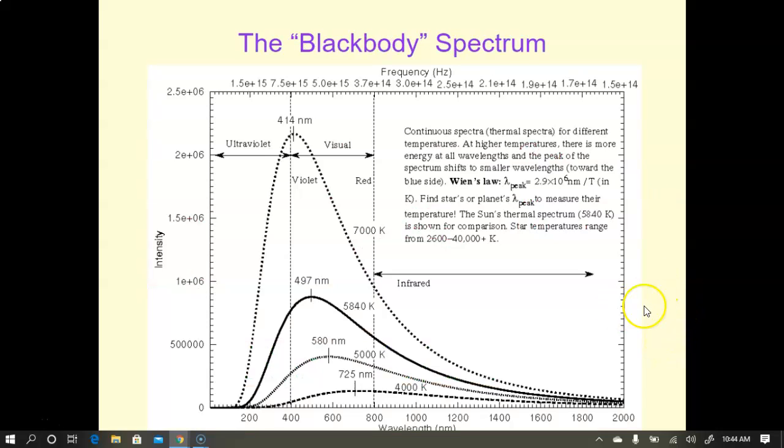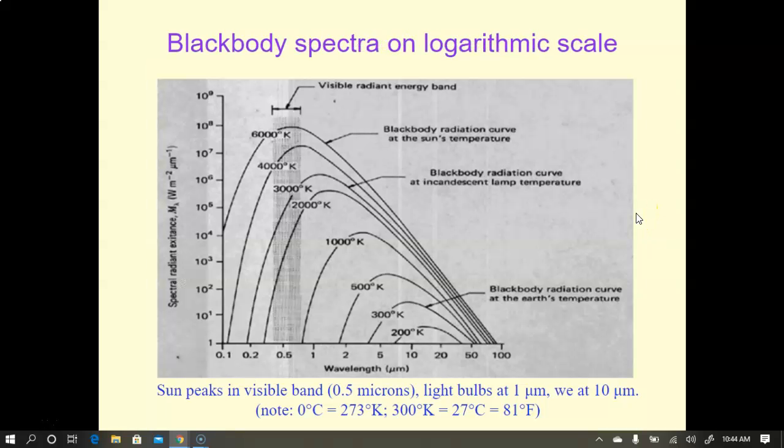So this is a diagram that's known as a black body spectrum, showing you the optimal wavelengths given off by different objects. This is a different view of that, based on a logarithmic scale, so it's just a modified version of the other graph.